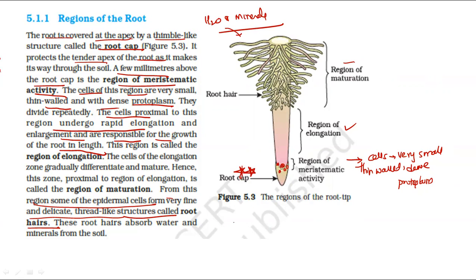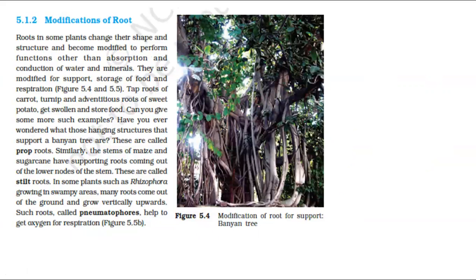So the important things to remember here are the root cap, and the region of meristematic activity where meristematic cells divide and then elongate, they mature, and epidermal cells give out root hair, which is important for absorption of water and minerals. Now coming to the different modifications of root.